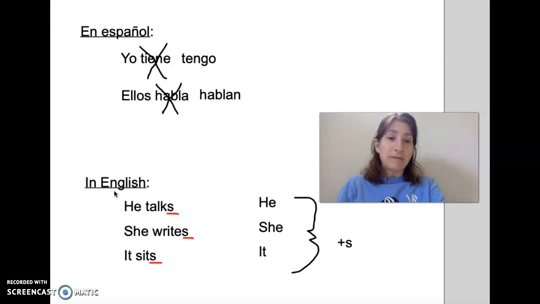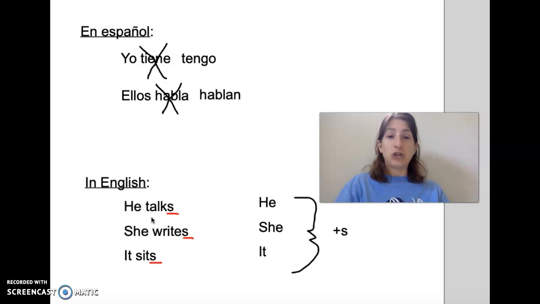So if you're talking about something that happens in the present tense, that means something that usually happens, you use that for he, she, and it. When you have a subject that's like saying he or she or it, you need to add s onto the end of what they're doing. That's the verb. Let me show you.